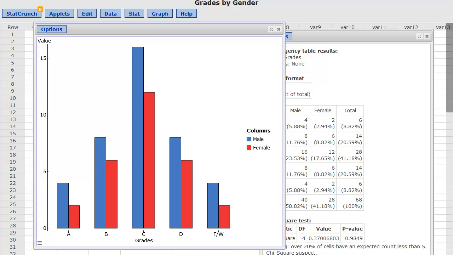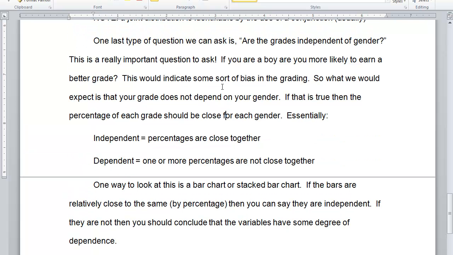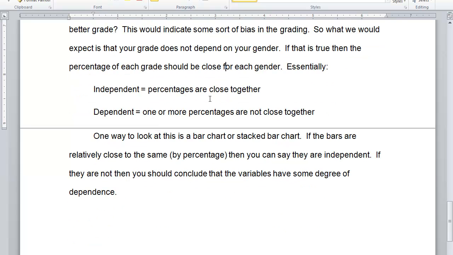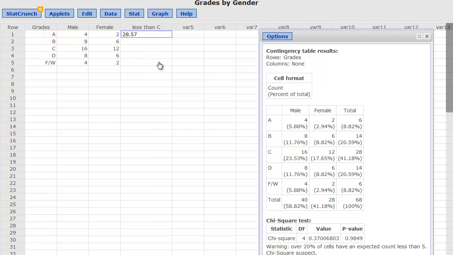I can't do that. What did it say I had to do? It says I have to look at the percentages, okay? You can't look at just the frequency, you've got to go by percentages. So what I need to do is calculate the percentages and put them in here.